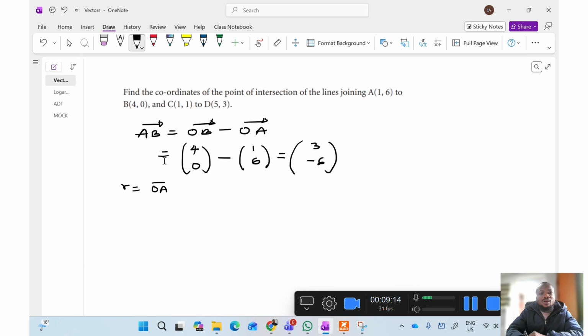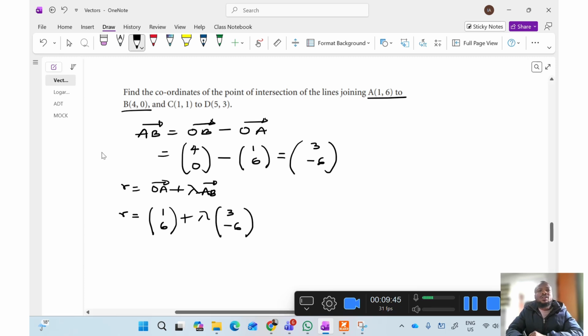And the vector equation of a point on line AB will be equal to OA plus lambda AB, isn't it? So the vector equation of a point on the line AB will be equal to OA, which is 1, 6, plus lambda AB, and AB is 3, minus 6. So this is the vector equation of a point on line AB. How is this understood? The next thing is to find CD, because the question says AB and then CD. That means CD.